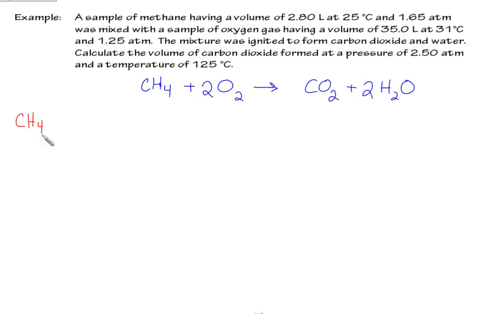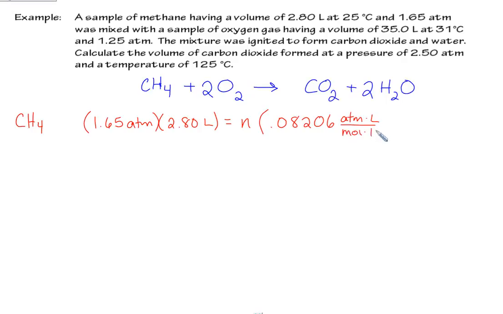So this is easy. Plug it in. P, 1.65 atmospheres. V, 2.8 liters. I'm going to solve it for n, moles. I'm going to use the gas constant in the AP packet in reference to atmospheres, and I'm not going to round it. 0.08206 atmosphere liter per mole Kelvin, which means my temperature does need to be in kelvins. So I'll add 273, make it 298.